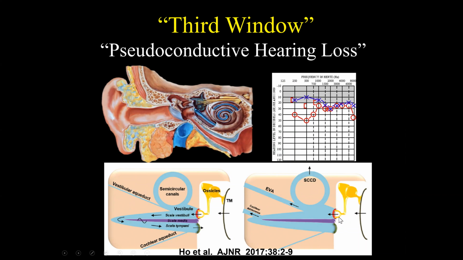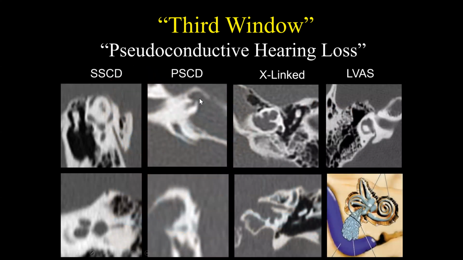But when we actually look at this whole third window concept, we can see various abnormalities that cause communication between the fluid and extend outside the bone, and extending outside of the bone here is the CSF. Things such as dehiscence of the superior semicircular canal, enlarged vestibular aqueduct, or some type of cochlear dehiscence can all result in a third window and result in what is sometimes referred to as pseudoconductive hearing loss.